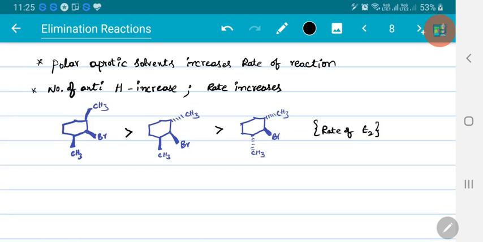Now we can use bulky bases also. For example, bases like diazabicyclononane, diazabicycloundecane, etc. are also useful. For example, let me check this.